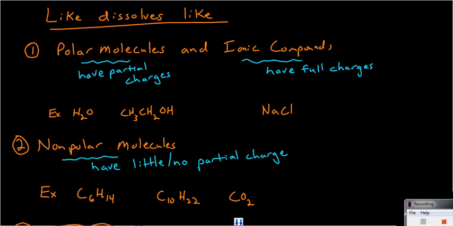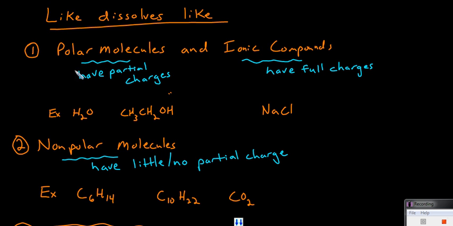The central rule for determining whether two compounds will be able to dissolve each other is "like dissolves like." There are two types of compounds that we might talk about: those that have relative charge or full charge, or those that have little to no partial charge. If like dissolves like, then what we mean is those compounds which have charge are like each other. They can dissolve each other.